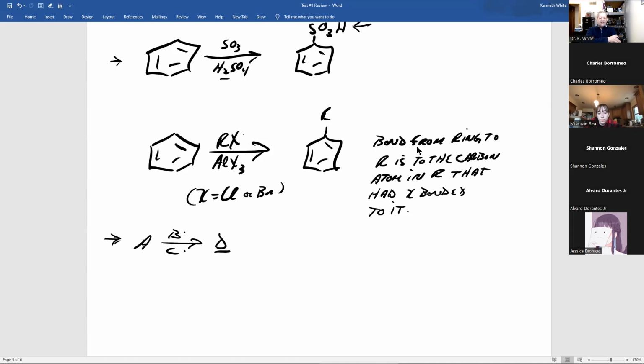Take an alkyl halide, aluminum trihalide, where X can be chlorine or bromine, and you form a carbon-carbon single bond. And the carbon in R with the halogen is the carbon in R here that's bonded to the benzene ring. Don't forget to put the double bonds or circle in the benzene ring.